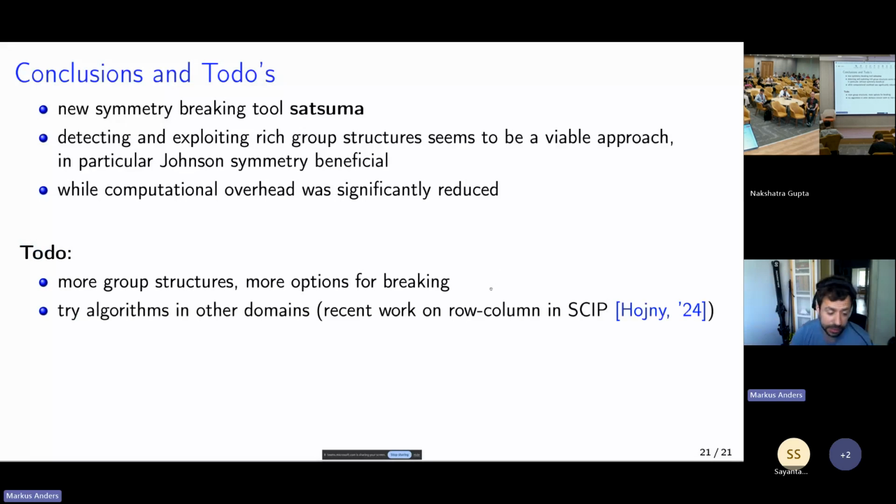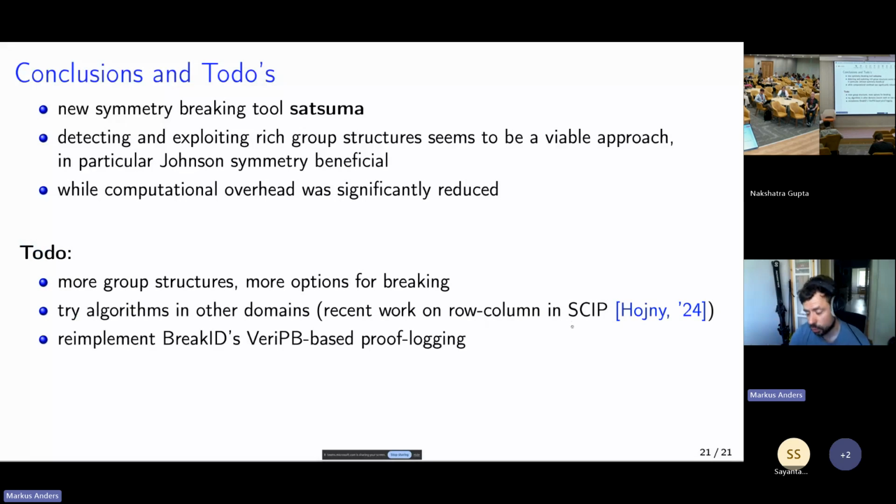Then I think it could also be interesting to try these algorithms in other domains. For example, I know that there is very recent work on row-column symmetry in SCIP. There's also an implementation of the detection, but it works very differently. And I think it could be interesting to try it out in these other applications.